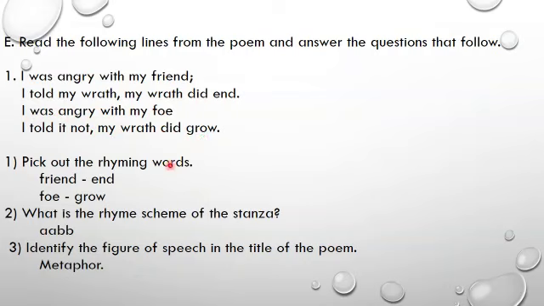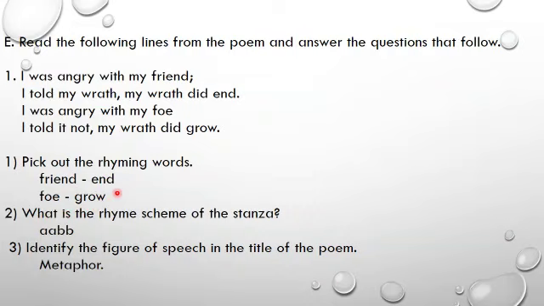Pick out the rhyming words. How should we find the rhyming words? The last words of each line of a poem. So, friend and end, these two sound the same, and foe and grow, these two sound the same. So we are joining these two. Friend and end are rhyming words. Foe and grow are rhyming words. We should write in this pattern. In between you should place the hyphen. So, friend hyphen end. Foe hyphen grow. Likewise, you have to find the rhyming words of the whole poem.